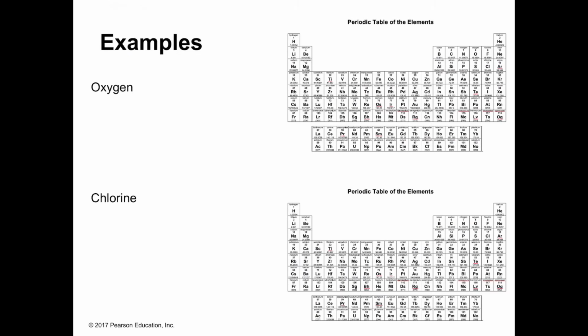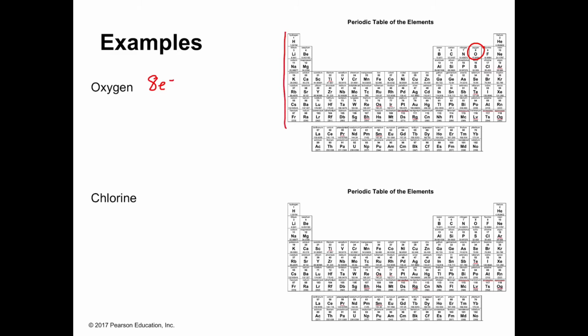So here you go. Let's do oxygen, for example. So if we find oxygen here, oxygen is atomic number 8, which means it has 8 protons, but that also means that it has 8 electrons. Okay, so we're going to use 8 electrons to fill in our orbitals.